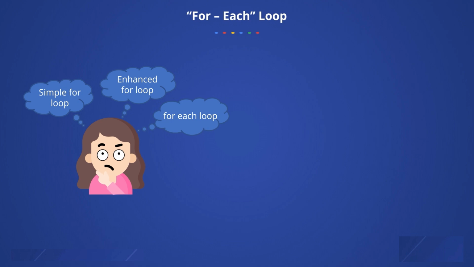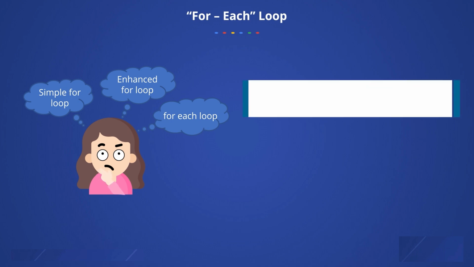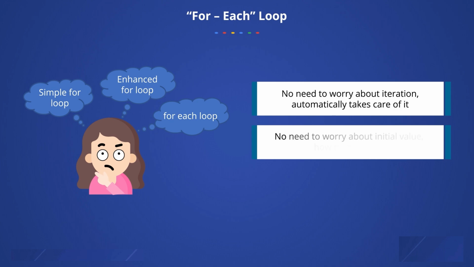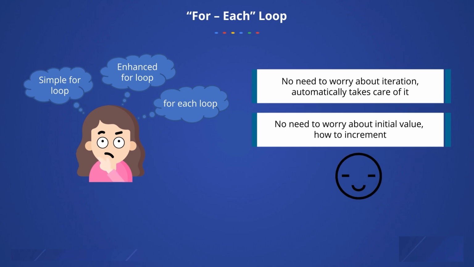The biggest advantage you get with this kind of loop is you don't need to worry about iteration. It automatically takes care of iteration. When I say iteration, I mean repeating the loop one by one and printing the elements. You don't need to worry about what the initial value is. You don't need to worry about how to increment. All that is taken care of. I would say this is the more comfortable loop where you don't need to worry much. So let me show you how this works.